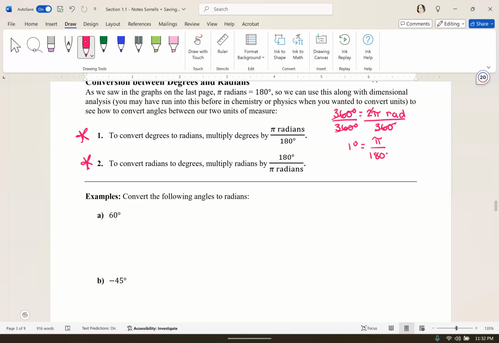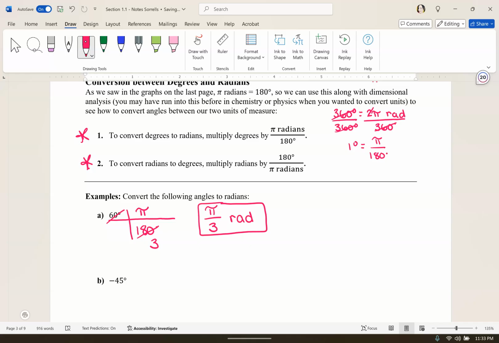If I have 60 degrees, I'm going to do my little conversion lines. That's how I do them. I need my degrees to cancel, so that means I need 180 degrees here, and my pi will go here. I need to see how many times 60 goes into 180. So 180 divided by 60 would be a 3. Notice that my degrees canceled. So I have a pi on top, a 3 on bottom. So you could say pi over 3 radians, or you could just leave it as pi over 3.